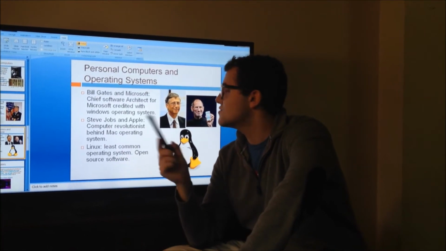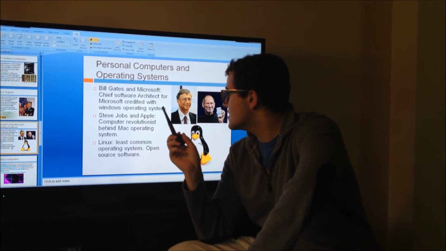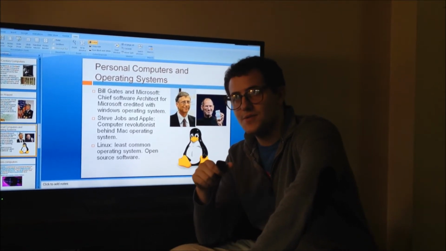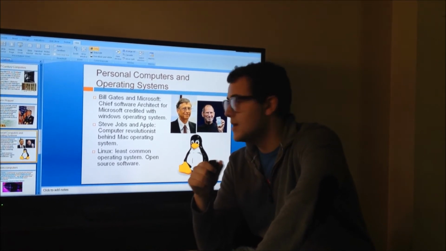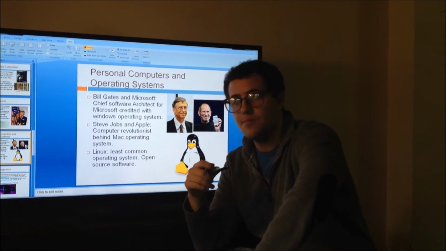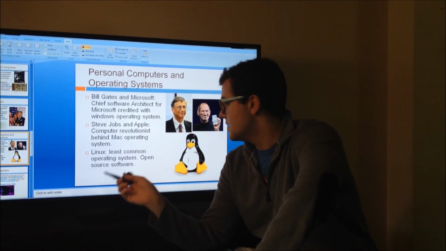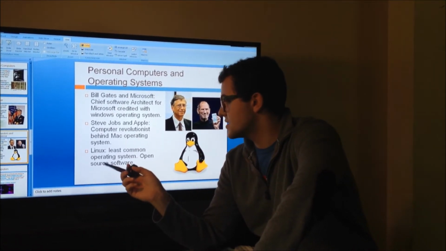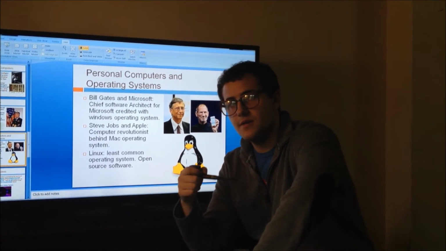The age of personal computers was revolutionized by these men of the computer industry, men like Bill Gates, who started Microsoft and brought to us the Windows operating system, and Steve Jobs of Apple, who brought to us the Mac operating system. And Linux, a third operating system, is open source software that can be changed by any programmer.